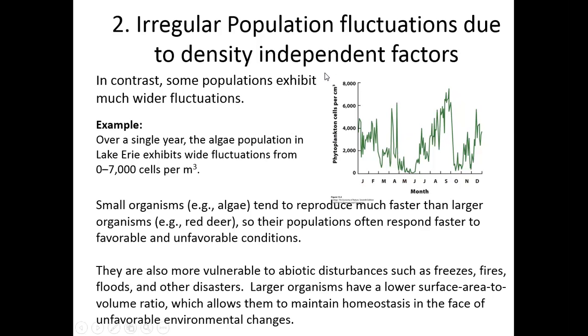And this obviously is not being driven by these clean density dependent factors that tend to allow populations to grow slowly towards K and then cause them to smoothly level off. Okay, so Lake Erie phytoplankton are not regulated by density dependent factors. What are they regulated by?